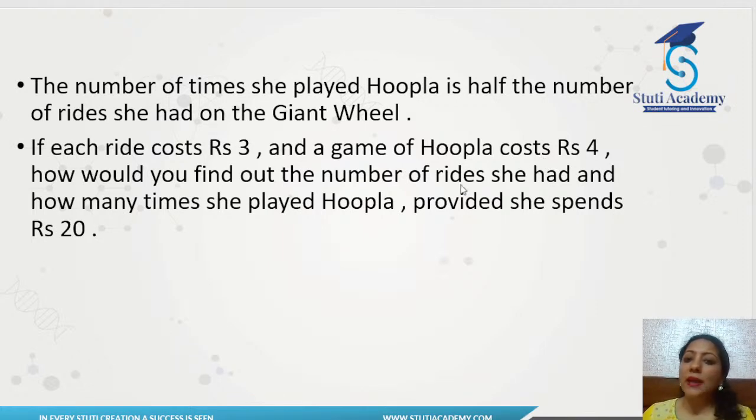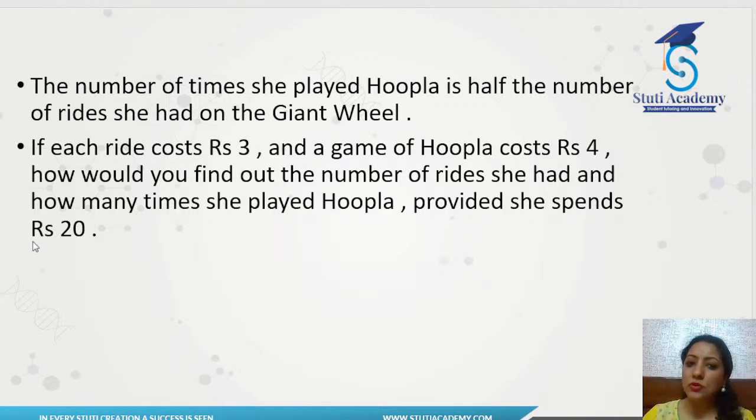Now, how would you find out the number of times she had the ride and how many times she played hoopla? Now we know the cost of each ride, that's 3 rupees. We also know the cost of game, that is 4 rupees. And we also know that she has 20 rupees. So in all, she's spending 20 rupees in the village fair. 3 rupees is the cost for the giant wheel, and 4 rupees is the cost for hoopla.